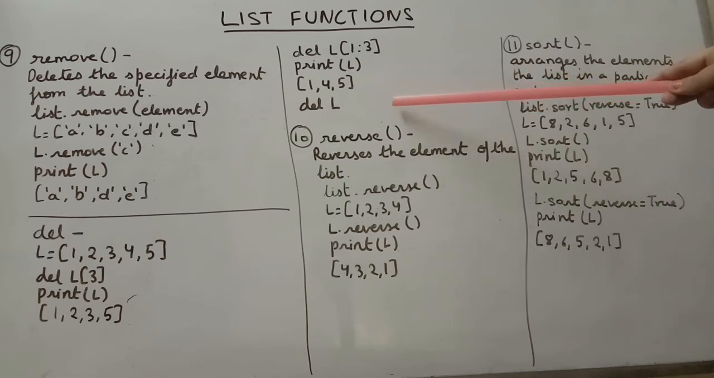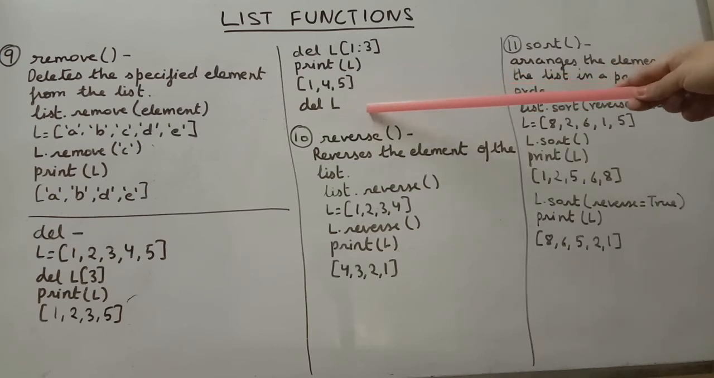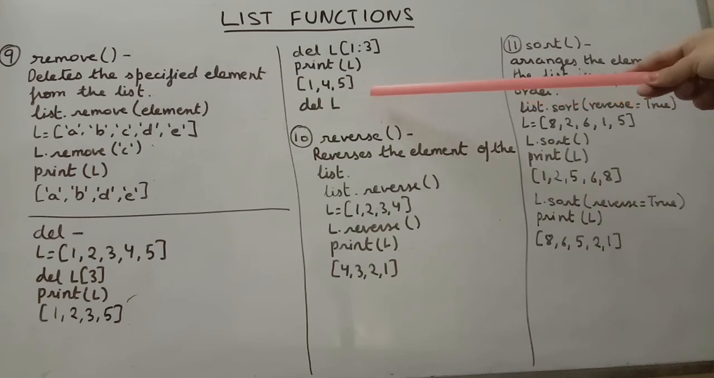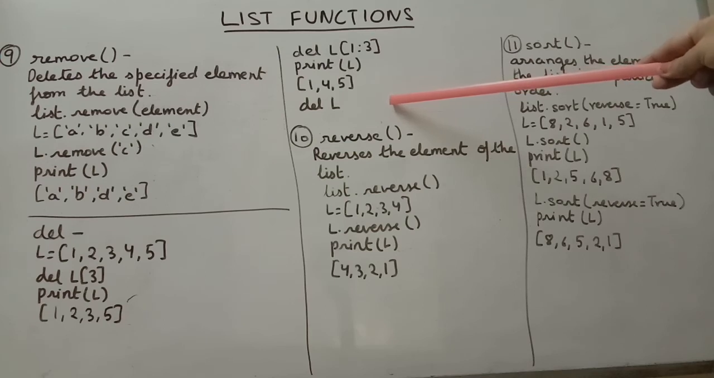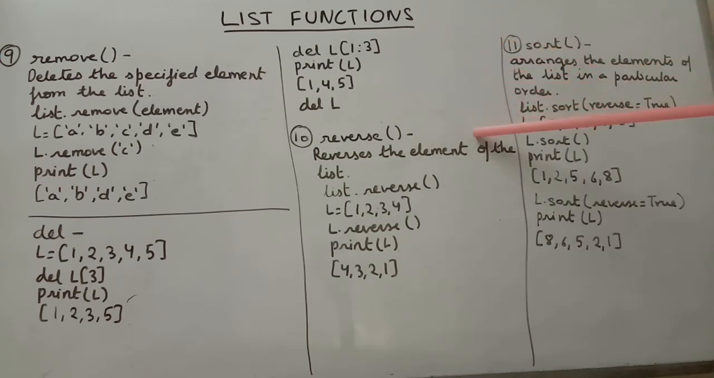When you write del with the list name without any index, it will remove the entire list along with the list variable. So after this, if you print L, it will report an error that this variable does not exist.